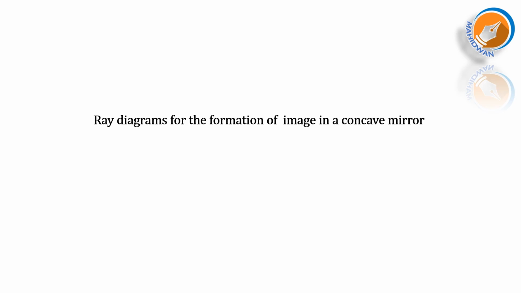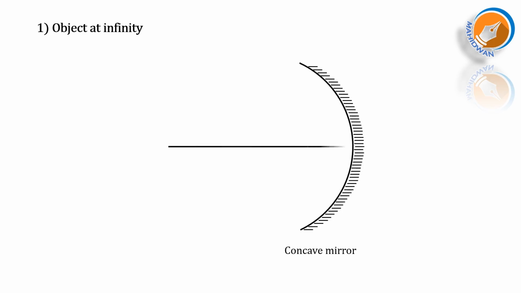Ray diagrams for formation of image in a concave mirror. So the first diagram that we are going to draw for concave mirror is object at infinity, meaning the object is very far away. Say for example, I want to draw the image of sun, stars, moon, or a tree outside your building. It is very far away, so we call it object at infinity.